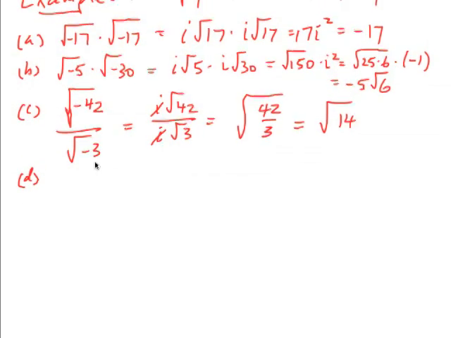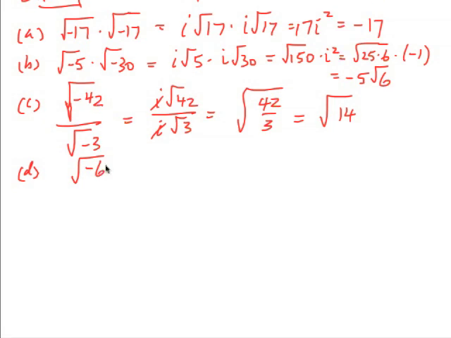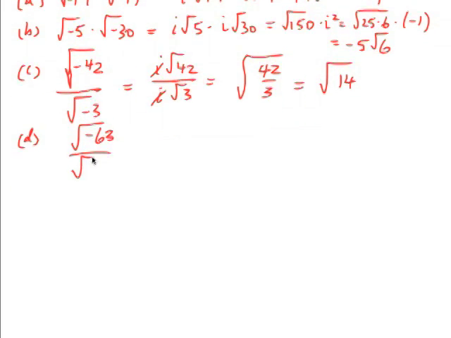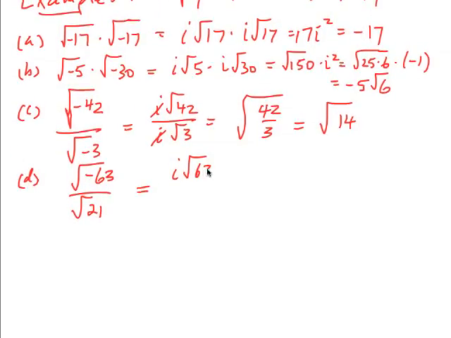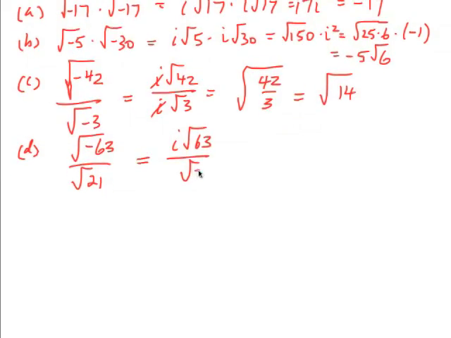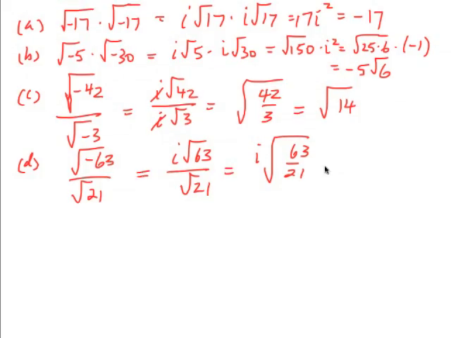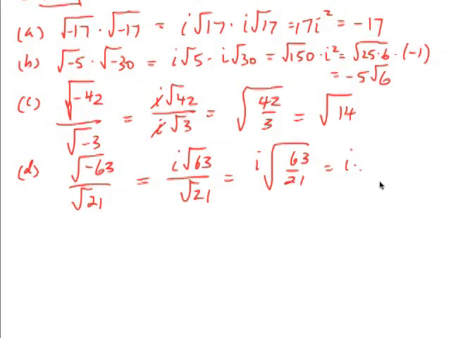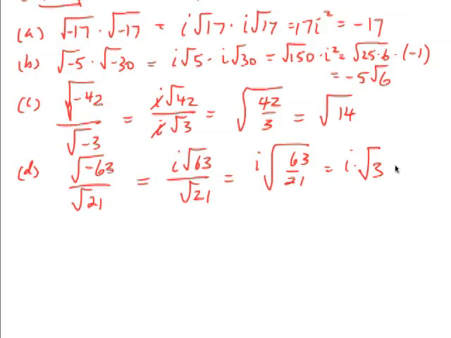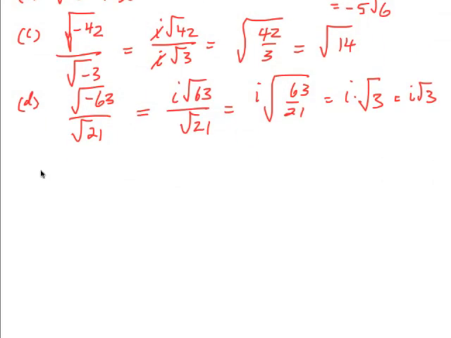And part D, let's suppose we have the square root of negative 63 over the square root of 21. Notice here, this will be i square root of 63 over the square root of 21. We can now apply the radical rule, so this will be i square root of 63 over 21, which of course is i times the square root of 3. We usually write that as i square root 3, and that's our answer.